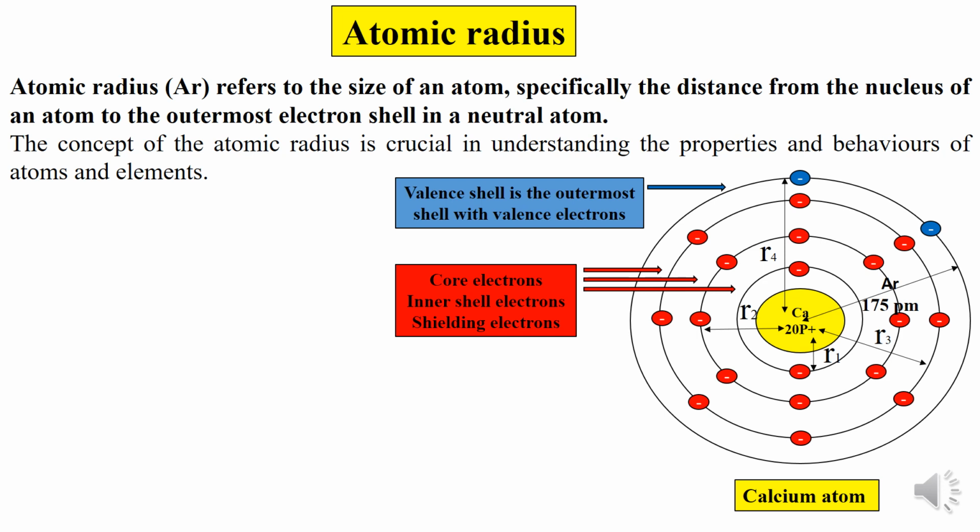The concept of atomic radius is crucial in understanding the properties and behaviors of atoms and elements. The unit of measurement is picometers, and 1 picometer is equal to 10 to the power of minus 12 meters.